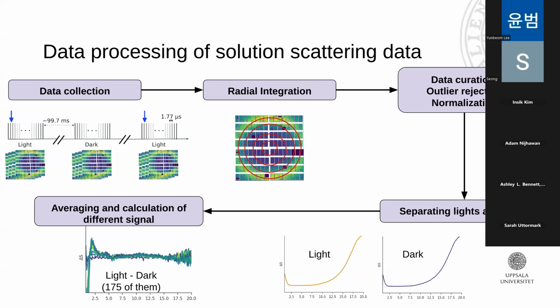We do the normal standard way of analysis, getting the 1D curves. We do radial integrations, and then we have the data curation where we reject outliers. For example, if the jet is sometimes unstable, then we need to reject those, and then we have the normalizations done. After that, we separate our data into dark and light, and then we calculate the difference scattering for them. We do this for each of the time points that we have. In our case, we have 175 of them.